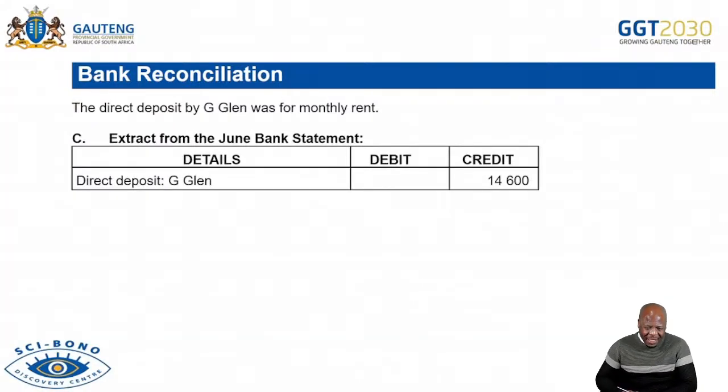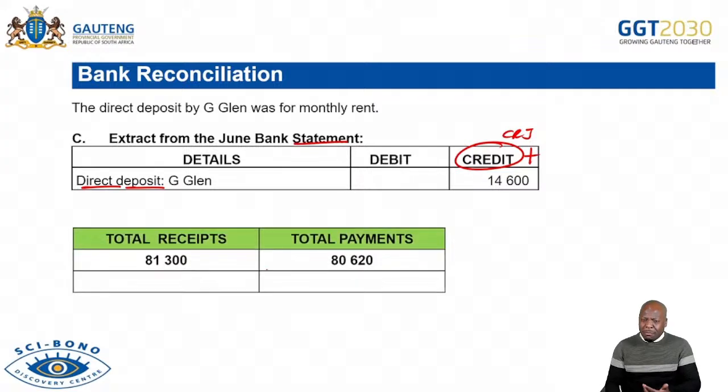Here's the next one. It reads, the direct deposit by G. Glenn was for monthly rent. Here are the keywords. We're told it's a direct deposit. And you can see it's on the credit side of the bank statement. That means it's on the plus side, on the CRJ side. So when I come here, this is easy now. I'm simply going to say 14,600. Can I go on? Okay. Let's move on to the next one.